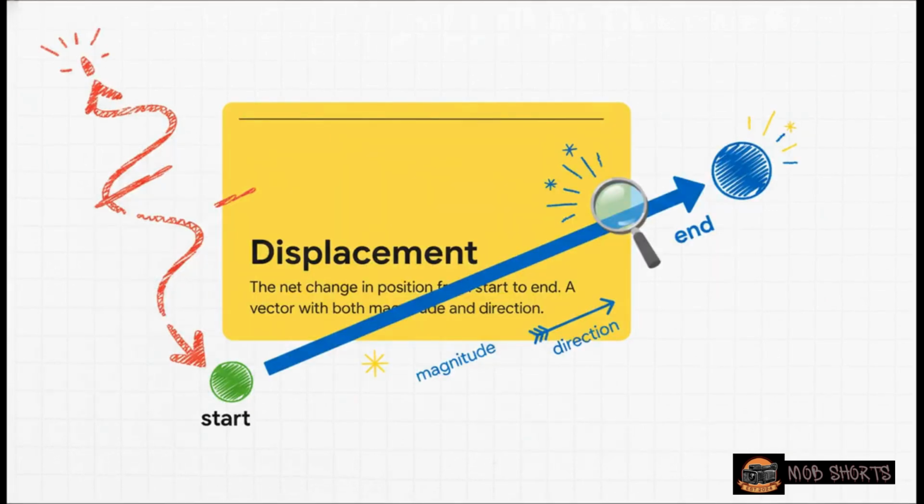Okay, but now let's talk about displacement. This is where it gets really interesting. See, displacement couldn't care less about the winding path you took. It only cares about one thing: the straight line path from where you started to where you ended. That's it. And because it includes direction, it's what we call a vector.